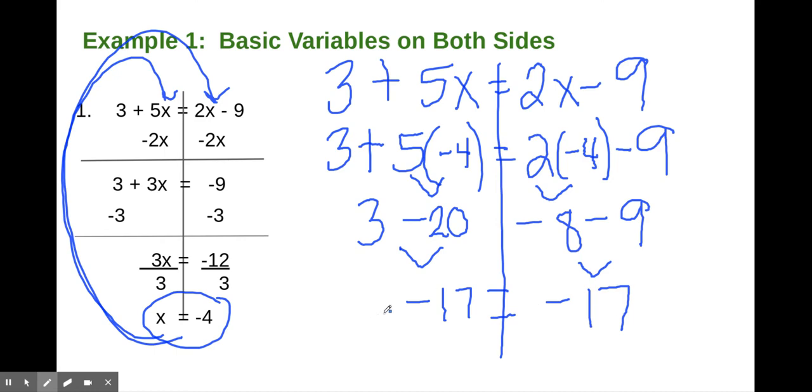And it is a good way to check to make sure that you have it right. And let's say you had 4, but not -4. If you put it back in, you're going to see that those two are not going to equal one another. So make sure you do double check.